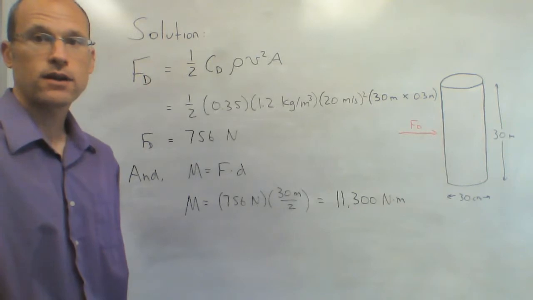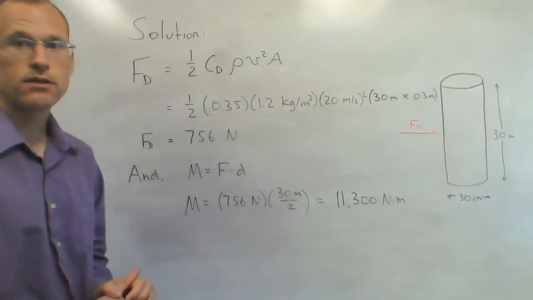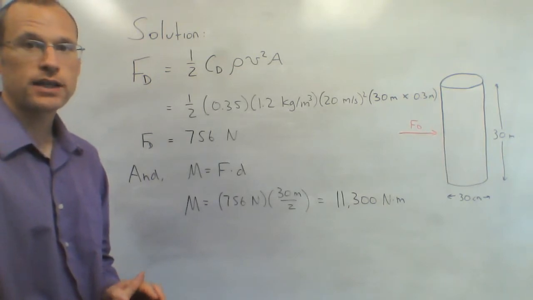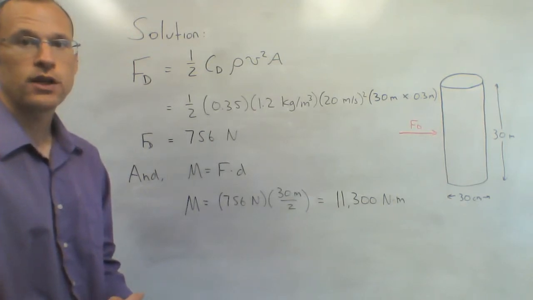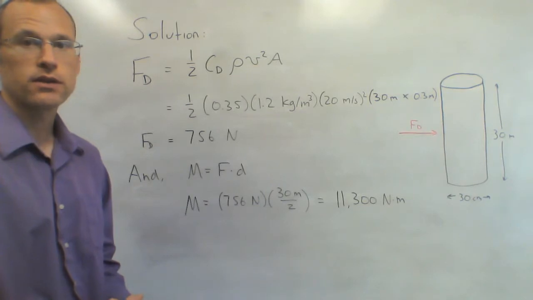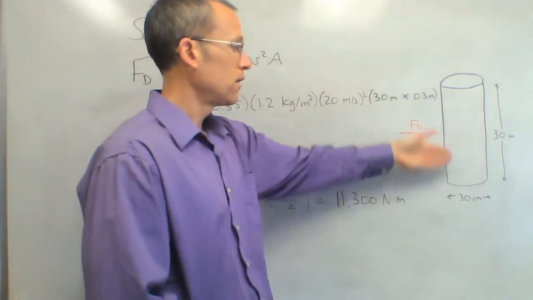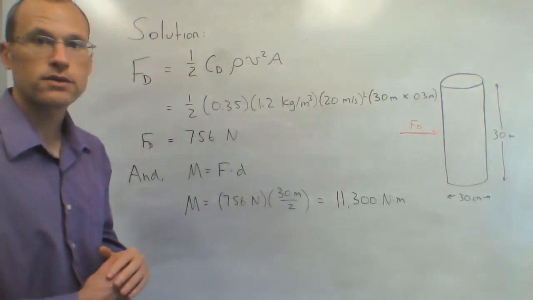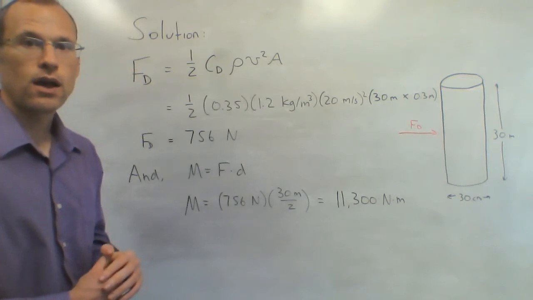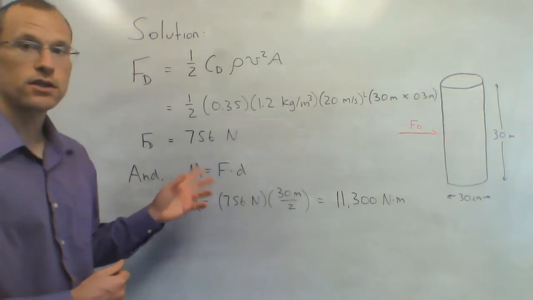Now that we have the CD value, the last thing to do is find my force using the good old equation, 1/2 CD rho v squared times area. So 1/2 times my CD value I just found, 0.35, density of air at standard conditions, 1.2 kilograms per cubic meter, velocity, 20 meters per second, squared. And then my area, again my projected area, length times diameter, so 30 meters by 0.3 meters. Multiply all that together gives me a total drag force of 756 newtons.